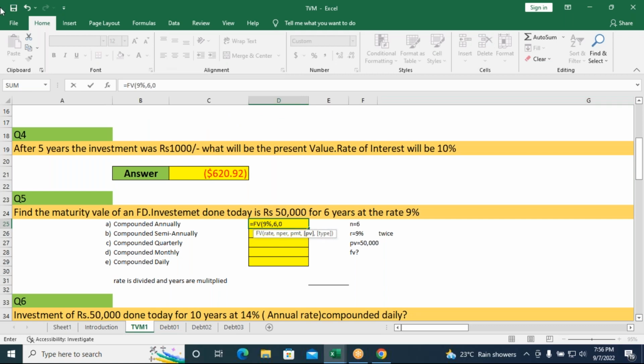So now, what is the present value that I'm going to invest? 50,000. So the money is going out. So how do I put it? Minus. Minus 50,000. Very good. Comma. So now present value I have given. So now type.